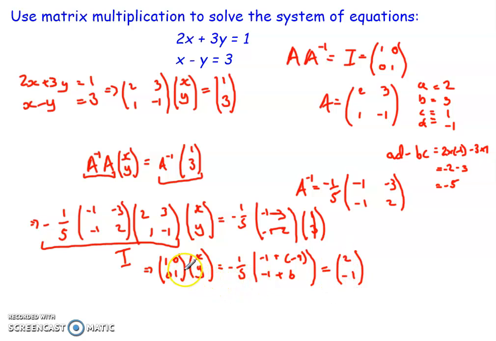So what that means is because I'm multiplying the identity matrix by this, it will actually just go. It's essentially the same as multiplying this by 1. So I can then say that xy as a column matrix equals 2, negative 1. So from that, I could just read off that x is 2, y is equal to negative 1.